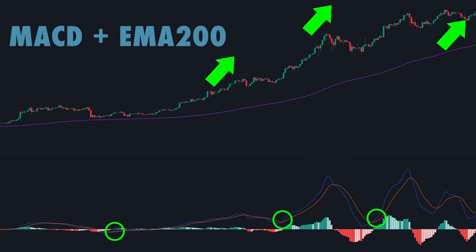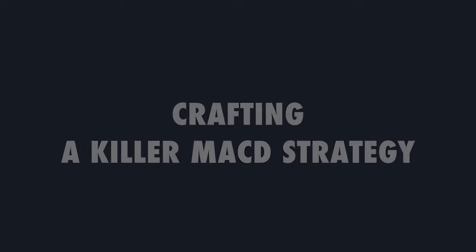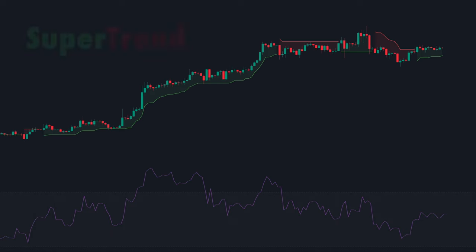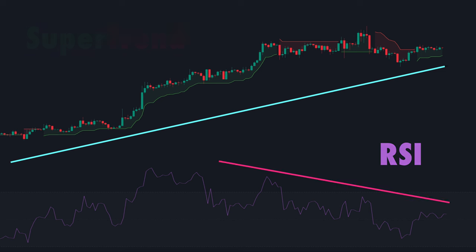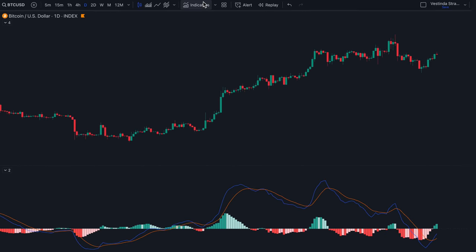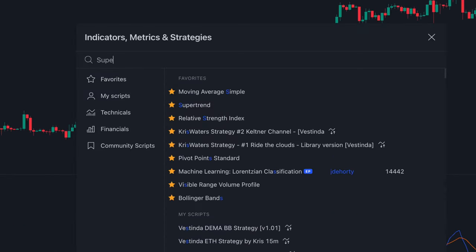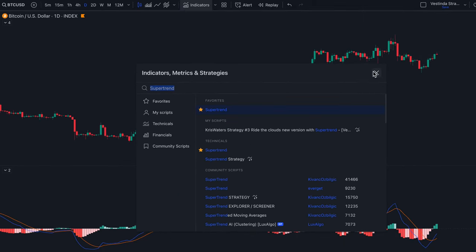Now let's take our trading strategy to the next level and craft a genuinely powerful killer crossover strategy. The brilliance lies in the strategic use of the SuperTrend and RSI indicators, each playing a crucial role in refining our entries and optimizing our overall trading approach. Firstly, we introduce the SuperTrend indicator to our arsenal. This powerful tool acts as a reliable guide, helping us navigate through various market conditions.